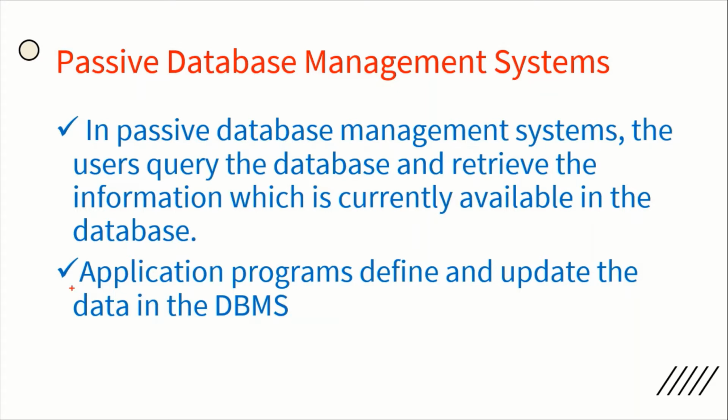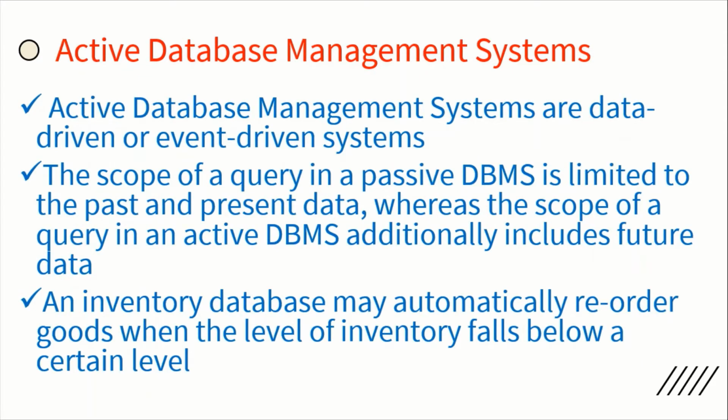Application programs means the programs which we write with C language, C++, or Java. Such programs can define the data, and at the same time such programs can update the data in the database management system. So it is the simple type of database, the passive database. Then comes the active database. Active databases are data driven, and at the same time they are event driven systems.